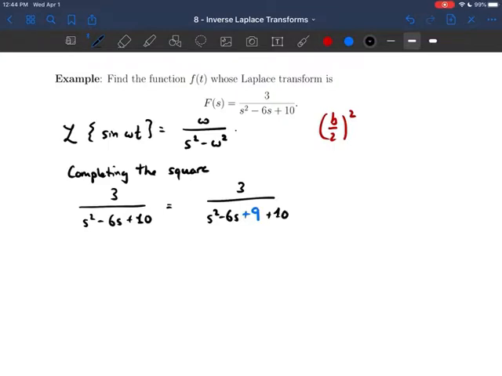So we will add a plus 9. We already had a plus 10. And then, of course, we also have to subtract the 9 in order to make this an actual equality.